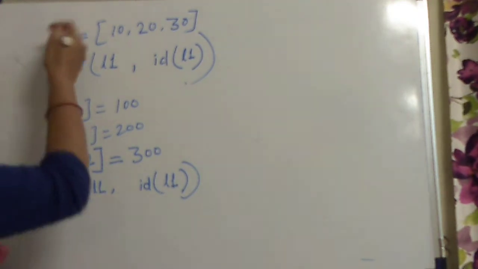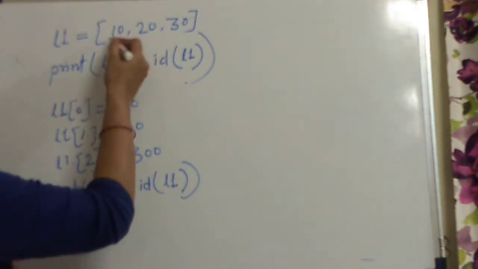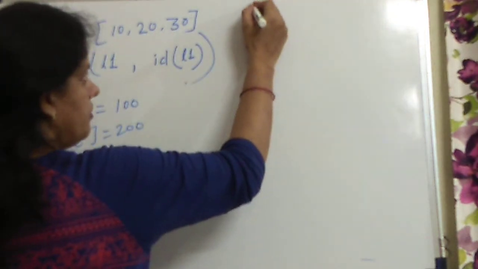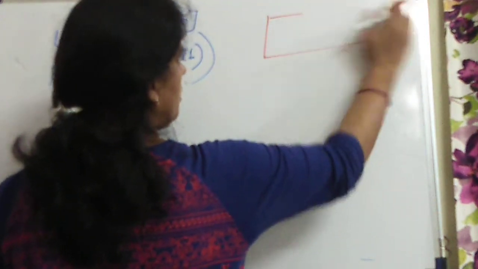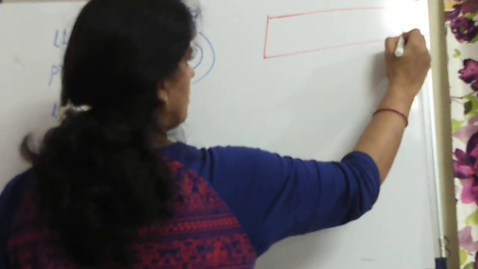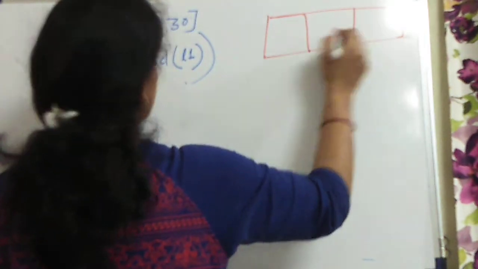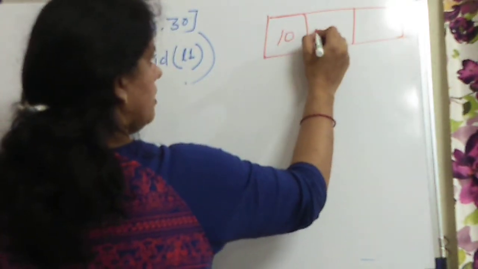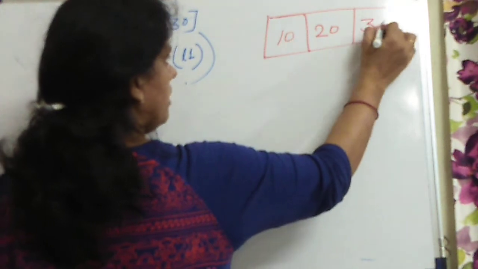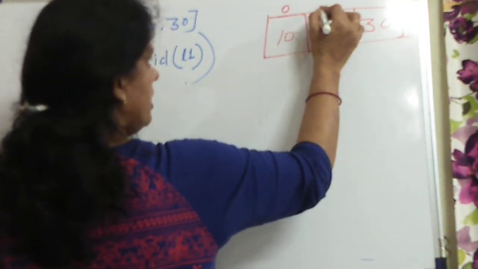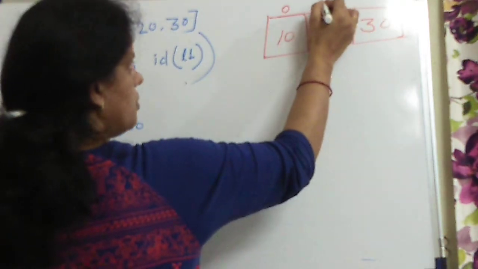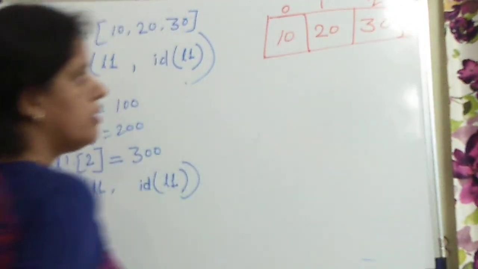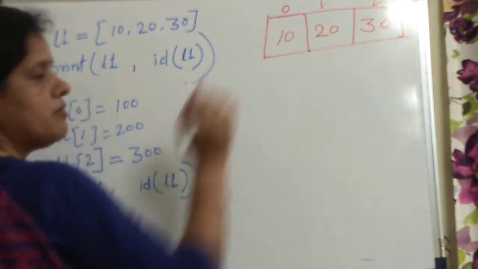Okay, now when you execute this program, what will happen in the memory? L1 equals 10, 20, 30. It will occupy space in the memory, and the values 10, 20 and 30 will be stored. As you know very well, indexes 0, 1, 2 are given to the elements, so these blocks will also have some reference.